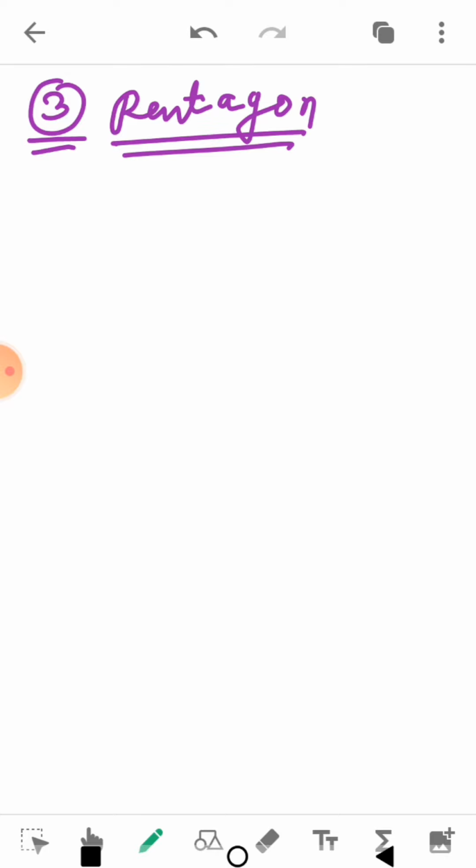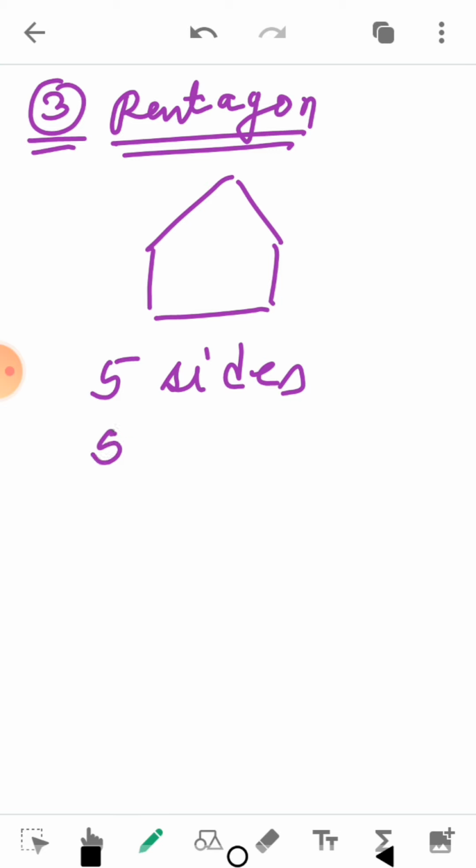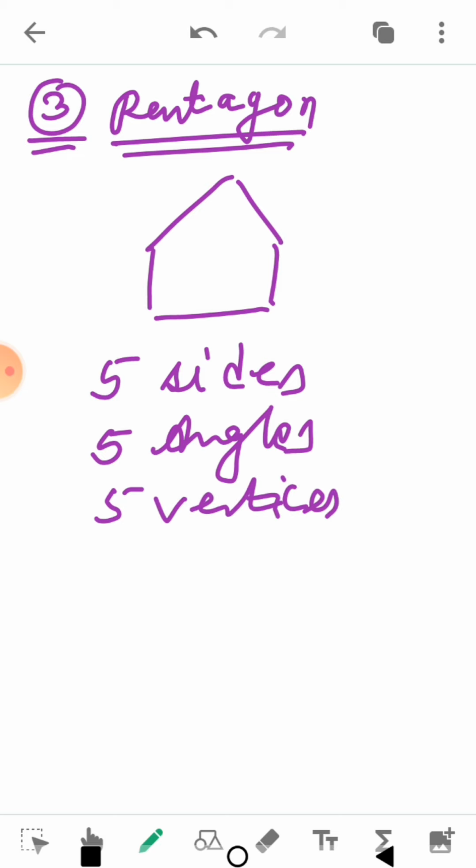Now third is the pentagon. What is the pentagon? Having 5 sides. A closed figure, a polygon having 5 sides is known as the pentagon, and it has 5 sides, 5 angles, 5 vertices, and how many diagonals?